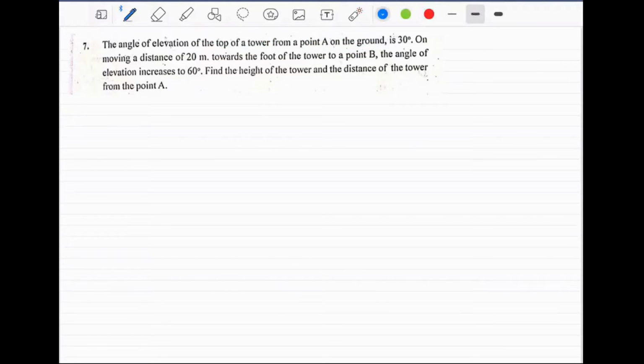Okay, then this is the ground. The drawing will be very simple. Look, this is the ground. There is a point A here, and there is a tower. There is the top of the tower. You just look up like this.